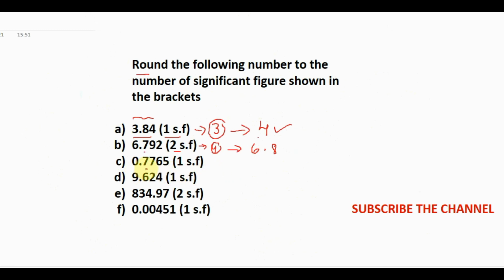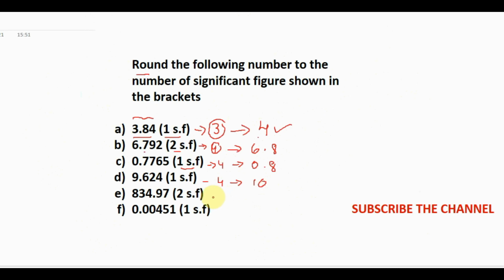What is this? 0.776. What is our actual significant figure? This is 3. After rounding, we need only one significant figure, so we can write 0.8. 0.8 is the one significant figure of this number. Next, 9.624. 9.624 means actually how many? 4 significant figures. After rounding to one significant figure, 9 becomes 10. As I told before, 10, 100, 1000: the significant figure is always 1 only.